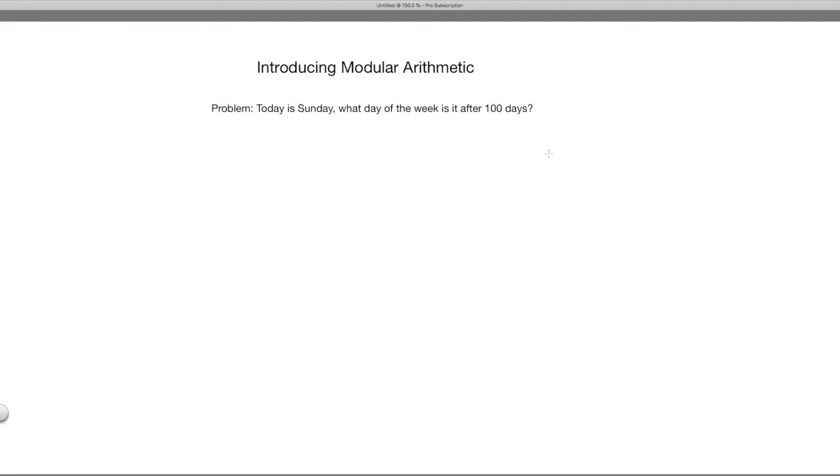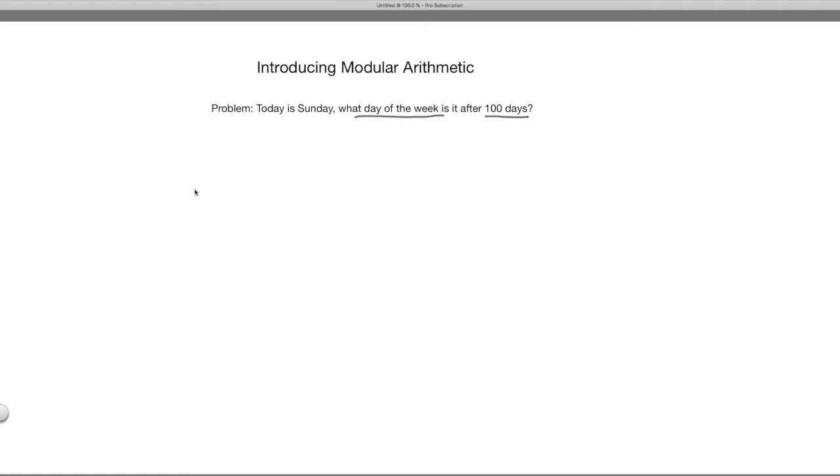In this lesson, we're going to introduce a new arithmetic. It's called Modular Arithmetic. Fairly useful. We start with a fairly common problem. Today is Sunday. What day of the week is it after 100 days? What day of the week really means is: is it a Monday or Tuesday or Wednesday or Friday, Thursday, or Saturday or Sunday, after 100 days?